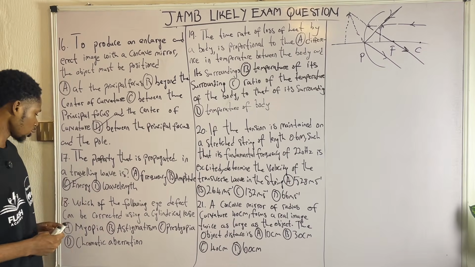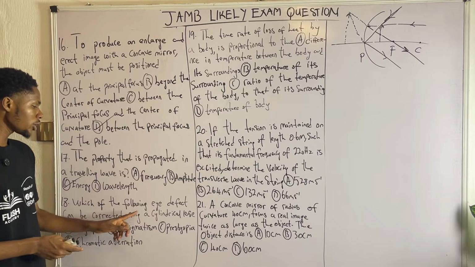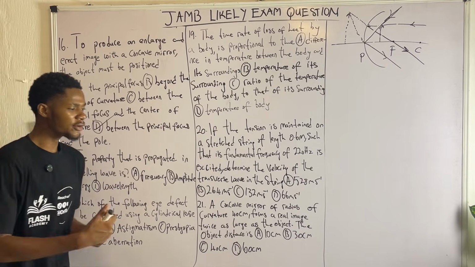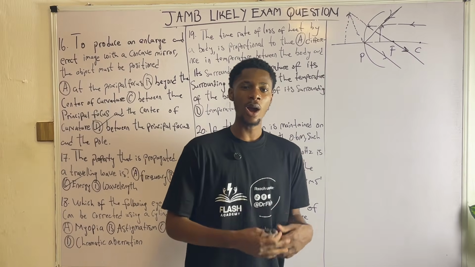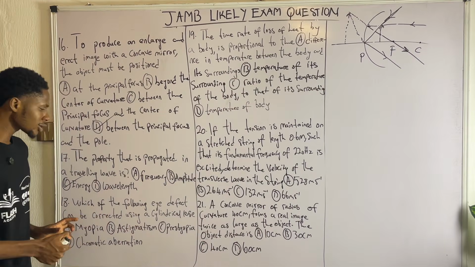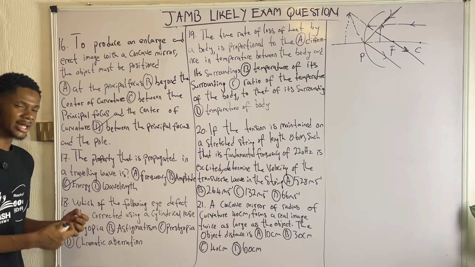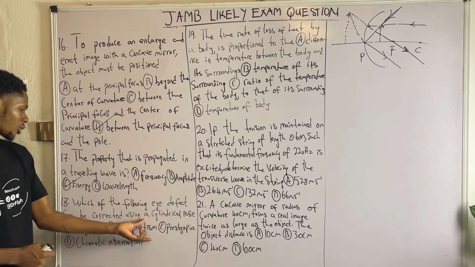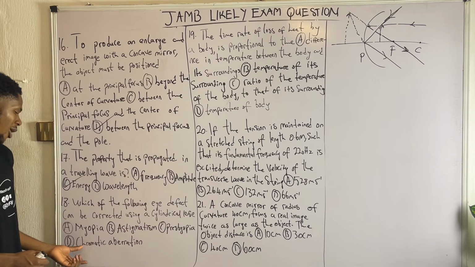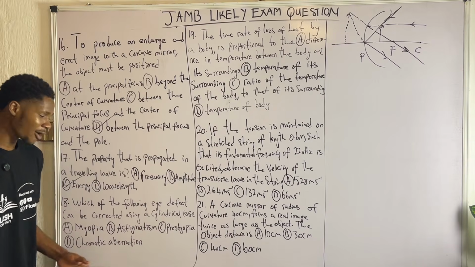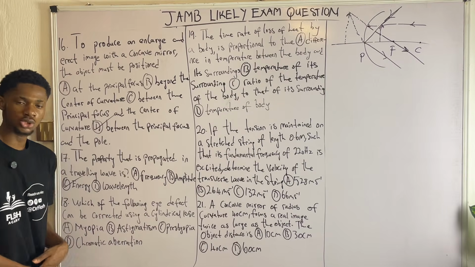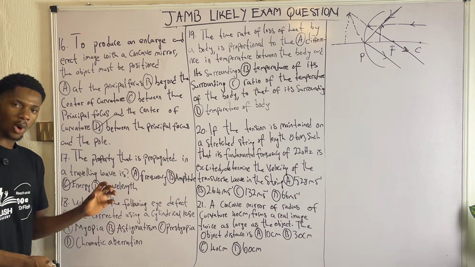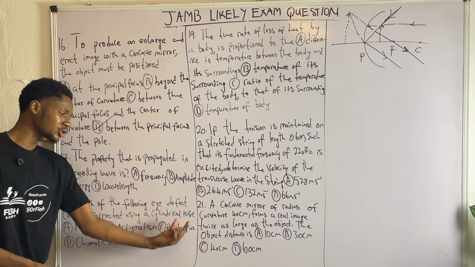Now, what's the next question? Question 18. Which of the following eye defects can be corrected using a cylindrical lens? There are various kinds of eye defects that we have. This particular one wants us to identify the eye defect that we can make use of a cylindrical lens to correct. We have myopia, astigmatism, presbyopia, chromatic aberration. Now there are lots more. We have hypermetropia, strabismus, lots of eye defects. In this case, they want us to identify the option that can be corrected using a cylindrical lens.